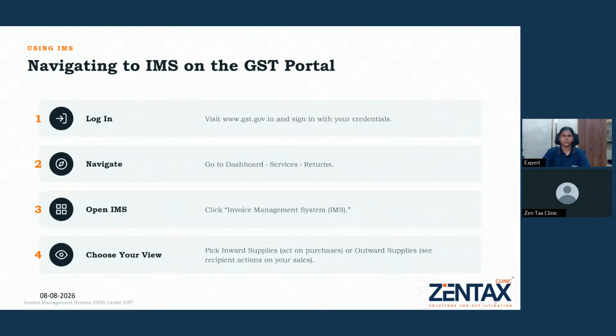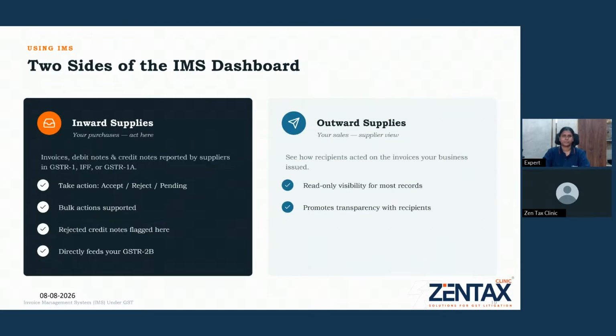Once we click that invoice management system, we will be shown two different views. One is inward supplies to act on the purchases, and another is outward supplies. That is, we can see the recipient action on our sales. Once we have reported sales, we can see what action our customer, the recipient, has taken. So these are the two sides of the IMS dashboard. One reflects inward supplies and another reflects outward supplies.